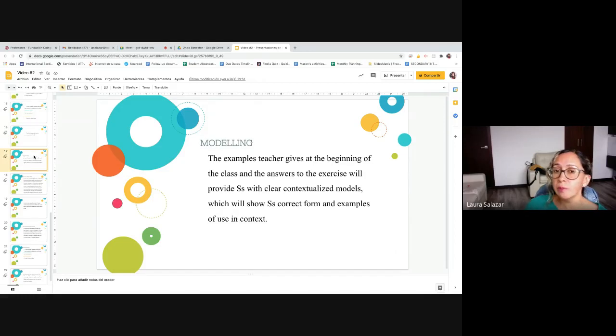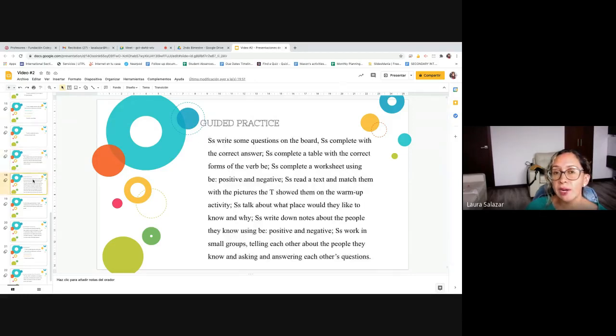For the modeling part, the examples the teacher gives at the beginning of the class and the answers to the exercise will provide students with clear contextualized models, which will show students correct form and examples of use in context. For the guided practice, students write some questions on the board. Students complete them with the correct answers. Students complete a table with the correct forms of the verb be. Students complete a worksheet using be, positive and negative.